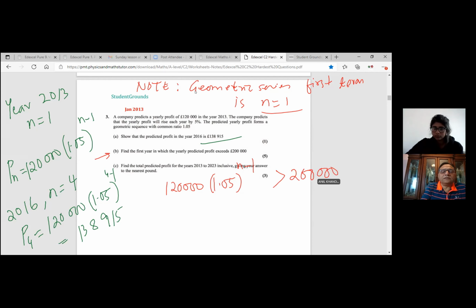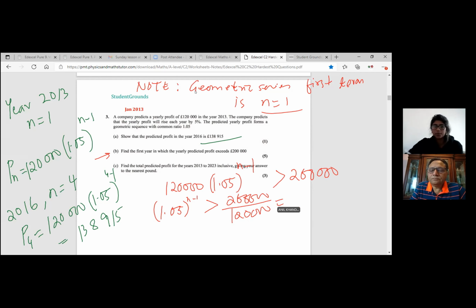Correct. So you can calculate this. You get 1.05 to the power of n minus 1 greater than 200,000 divided by 120,000. Wait, if we didn't do the n minus 1, would we have got a wrong answer for this part? No, same answer. The only difference is that earlier we were saying n equals 0 is 2013, and we were using n there. Now we're counting n equals 1 as 2013. Either way, but you have to define what n is, correct?